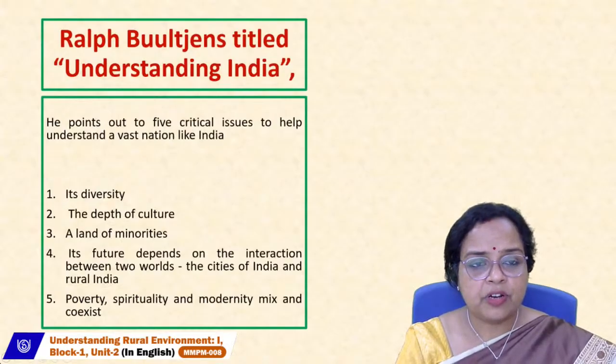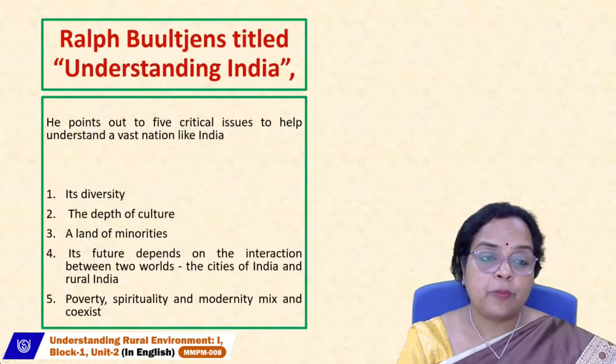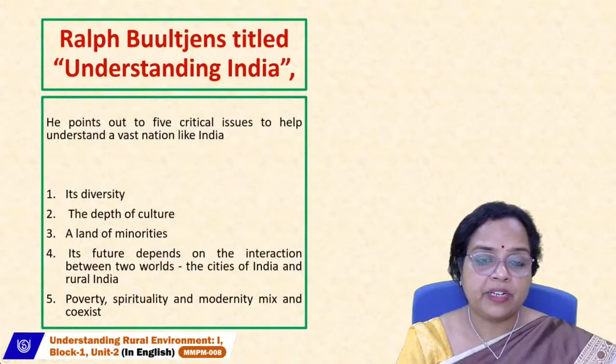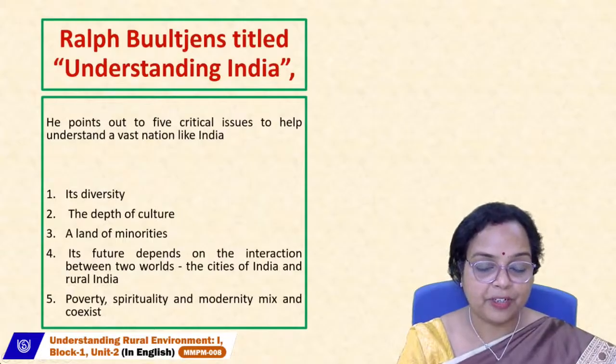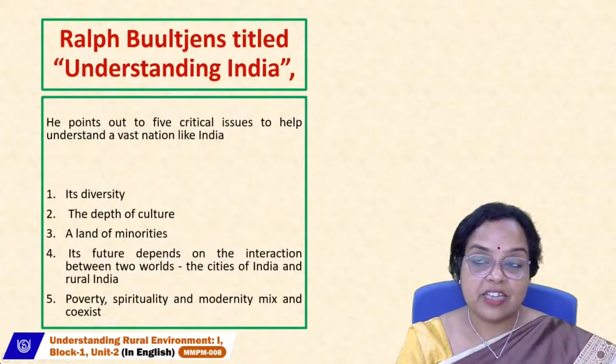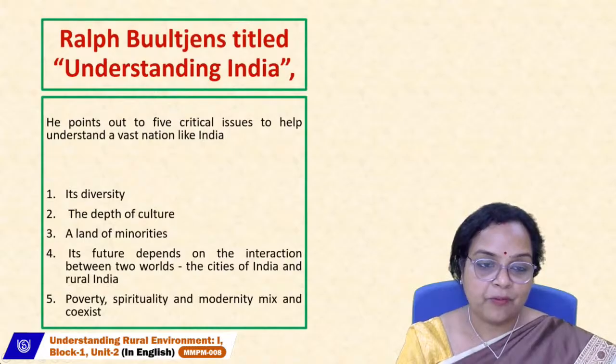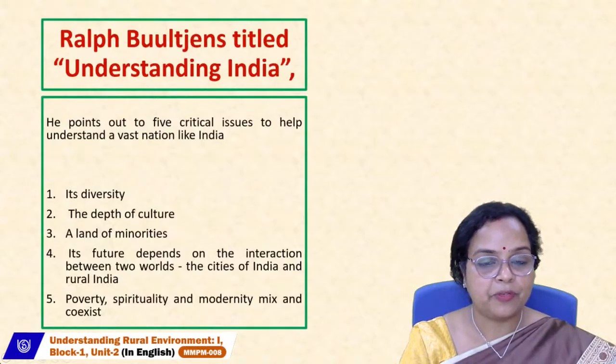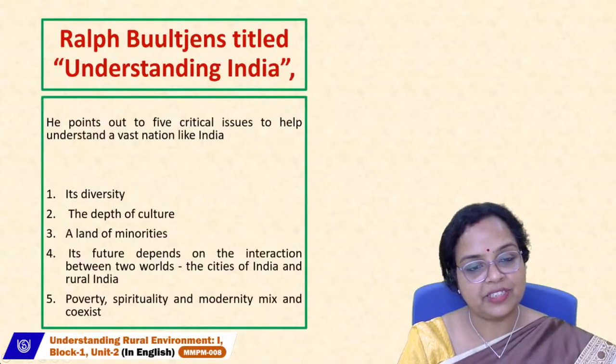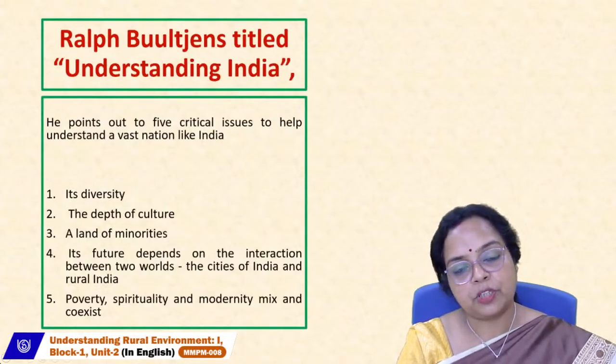He wrote a book on understanding India where he clarified two beautiful things. He pointed out the five critical issues to help Indian people understand a vast nation like India. The five factors are its diversity. We are a diverse country with multiple languages, multiple ways of living, multiple religions and multiple thought processes.